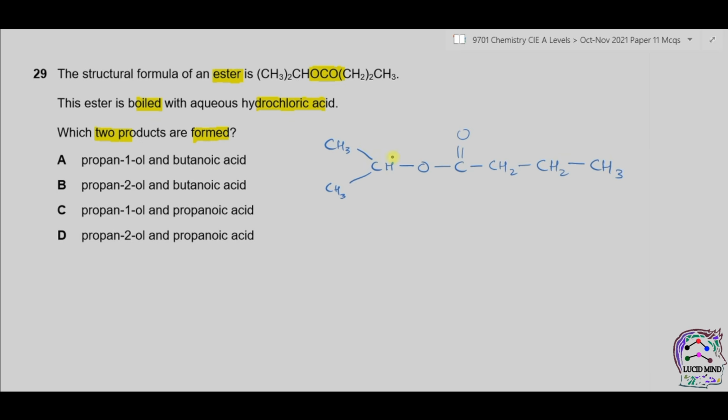Now you should remember that whenever acid hydrolysis of ester takes place, the carbon-oxygen bond is broken, and the side on which carbonyl carbon is present, it forms acid, while the side on which oxygen is present, it forms alcohol. The products will be like this. We have CH3, CH, alcohol, OH, and second product will be acid.